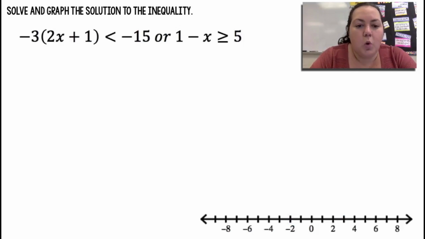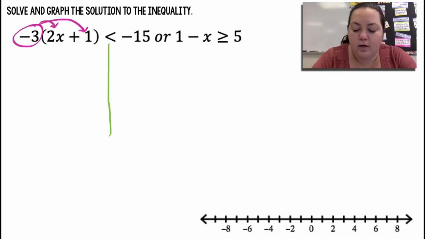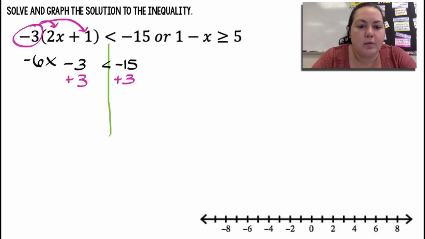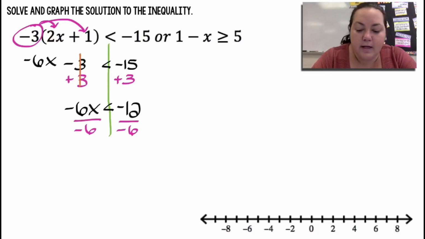All right, so this one says or, so I'm going to be going out in opposite directions. I'm going to have to distribute on the first inequality. I'm going to distribute the -3. So that gives me -6x minus 3 is less than -15. Add 3 to both sides. That gives me negative 6x is less than negative 12. Divide by a negative, so that means I have to flip my inequality. So now it's a greater than sign, so x is greater than negative 12 divided by negative 6, which gives me a positive 2.